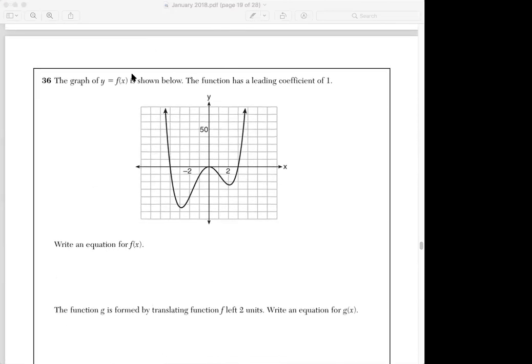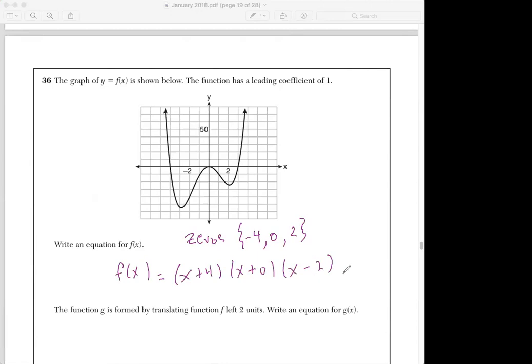Okay, this one's a good one. Write an equation for this. So what are the zeros? The zeros are -4, 0, and 2. So we can write an equation, f of x equals x plus 4, x plus 0, x minus 2. That's it.